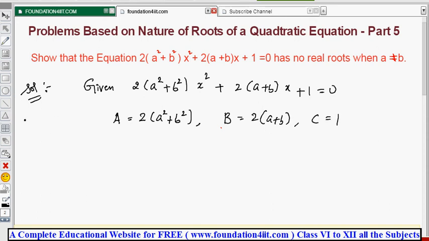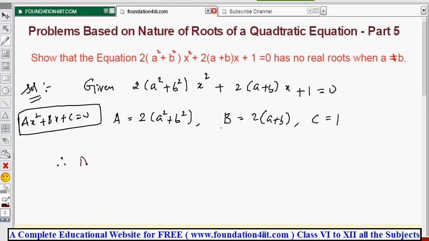So the general form is Ax² + Bx + C = 0. If we take this as the general form, now A, B, C are these. Now we need to prove the discriminant is less than 0. Then you can confirm that there are no real roots. Therefore the discriminant D is equal to B² minus 4AC. I'm using capitals here so that we do not get confused with small a and b. Now we need to prove this value is less than 0.